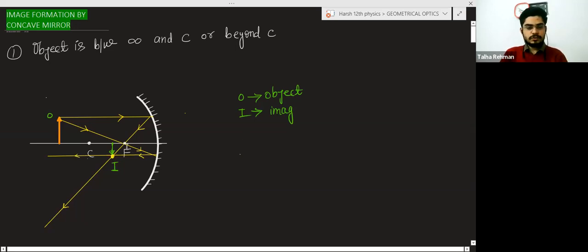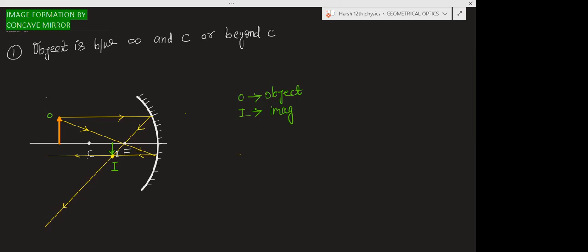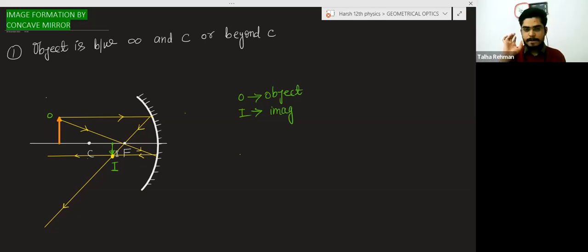Okay. So now these rays are actually meeting or just appearing to be meeting? Actually meeting. So if these rays are actually meeting, then the image will be real.